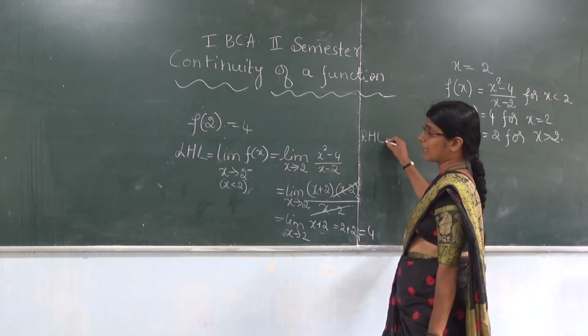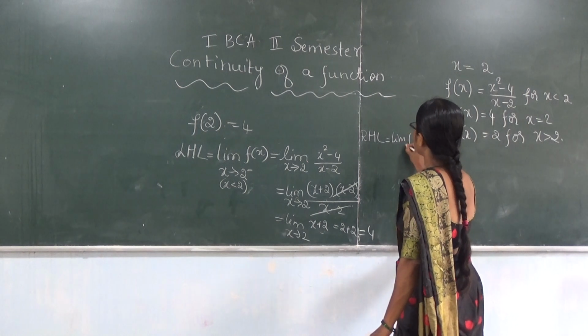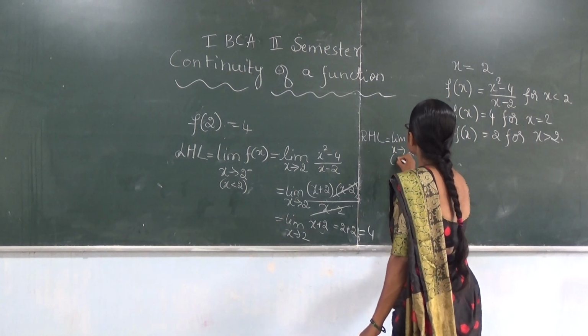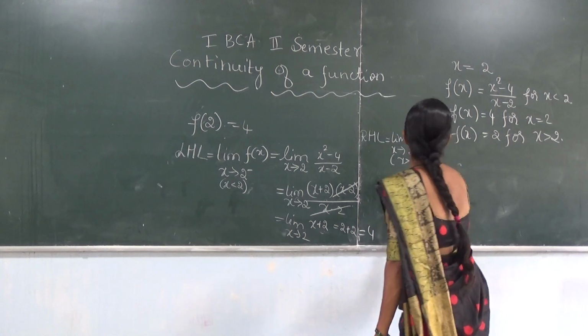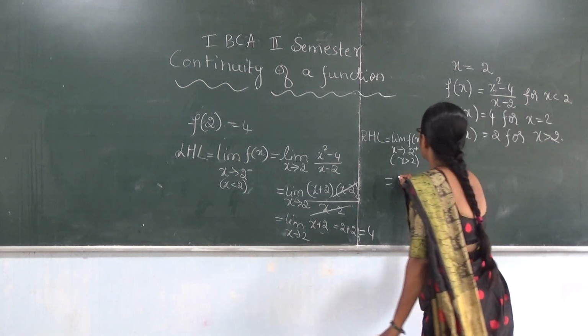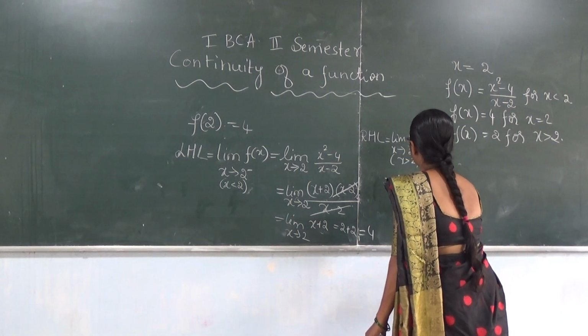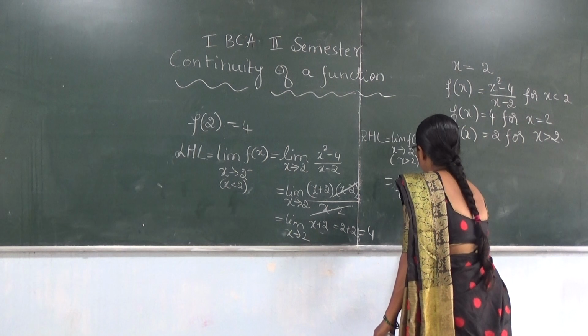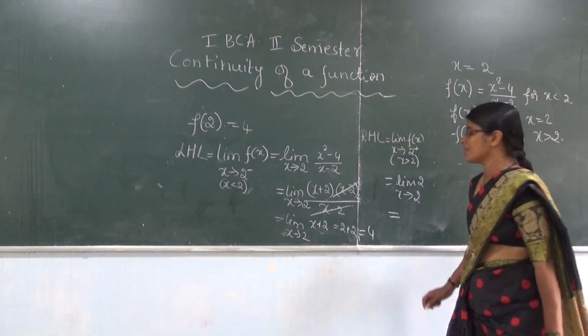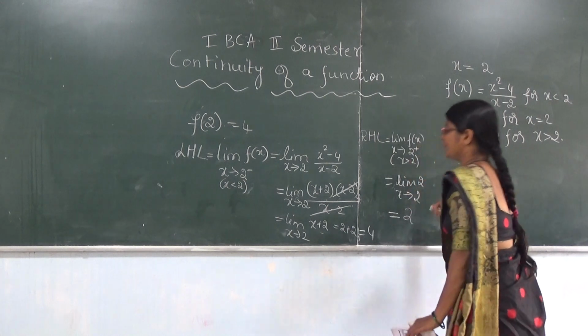Next, right hand limit. Right hand limit is equal to limit of f of x as x tends to 2 plus, that is when x is greater than 2. When x is greater than 2, f of x is equal to 2. So this is limit of 2 as x tends to 2, and you know that limit of a constant function is always that constant, so we are getting here 2.